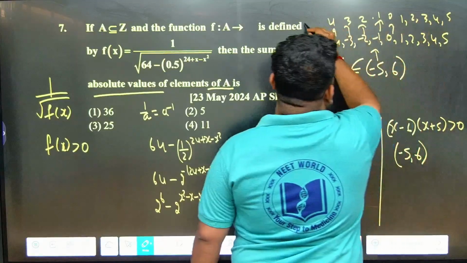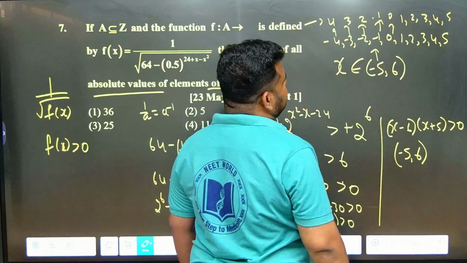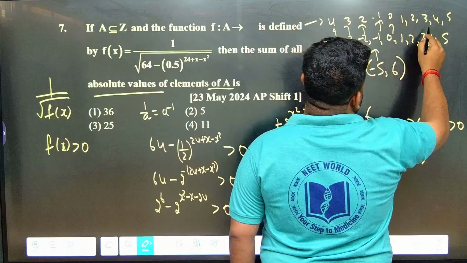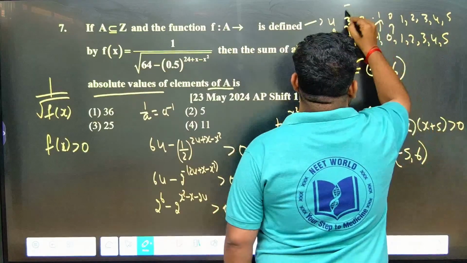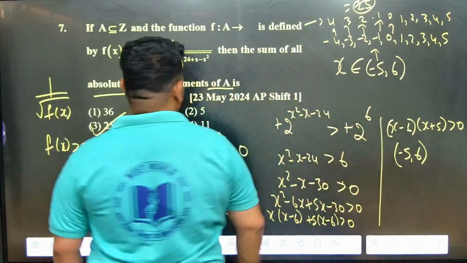Now we should take the sum of all of these. That will be 4 plus 3 is 7, 7 plus 2 is 9, 9 plus 1 is 10. Then 11, 13, 16, 20, 25. So the sum will be equal to 25, which is the third option.